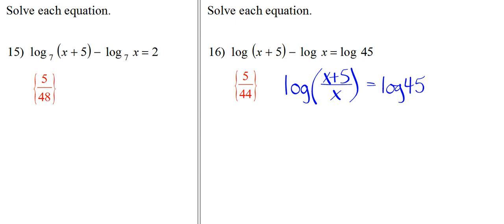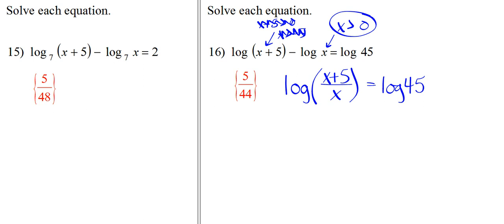Okay? Let's also talk about our domain real quick. So that x cannot be 0, and it cannot be less than 0. This x plus 5 also needs to be greater than 0, which means x needs to be greater than negative 5. Okay, so if it's greater than 0, it's greater than negative 5. So this isn't really a restriction on our domain. This is kind of the limiting factor. We have to have a positive x value.